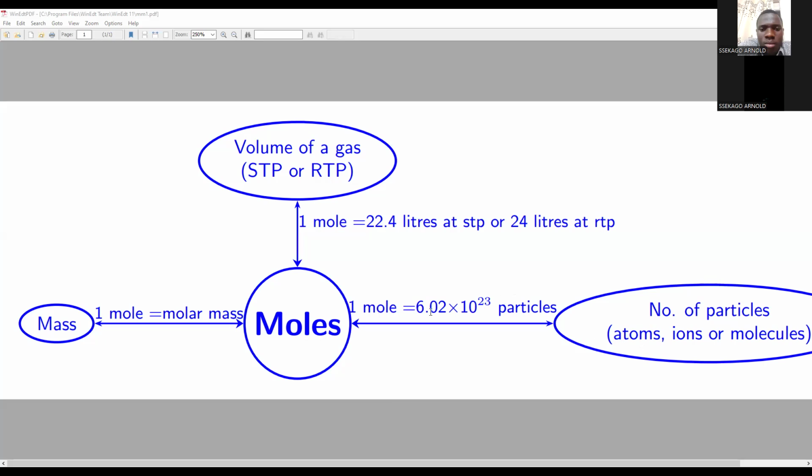1 mole is equal to 6.02 times 10 power 23 particles. This information must be on your fingertips. However, it is always provided at the front page of the question paper. They just put it there. They don't tell you that for this item you will use this. They just tell you that 1 mole is equal to 6.02 times 10 power 23 particles.